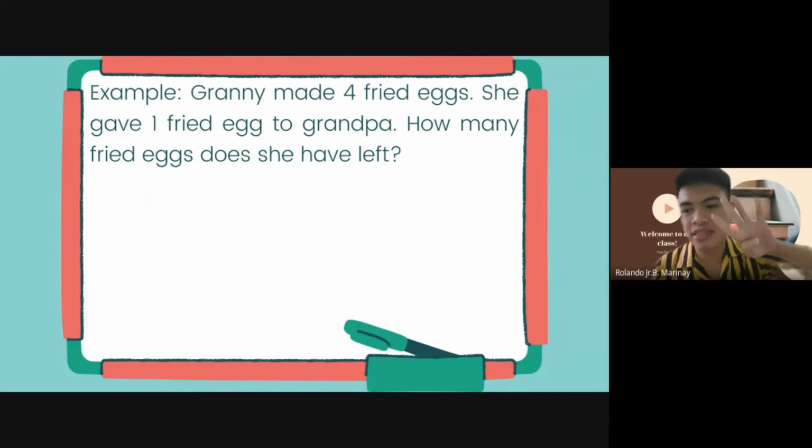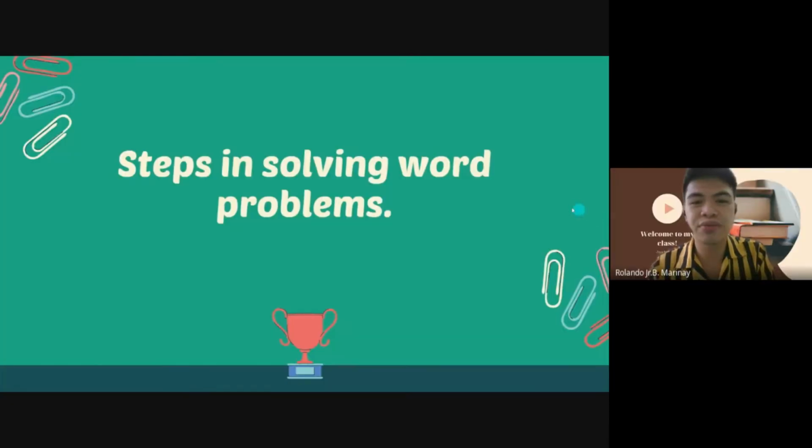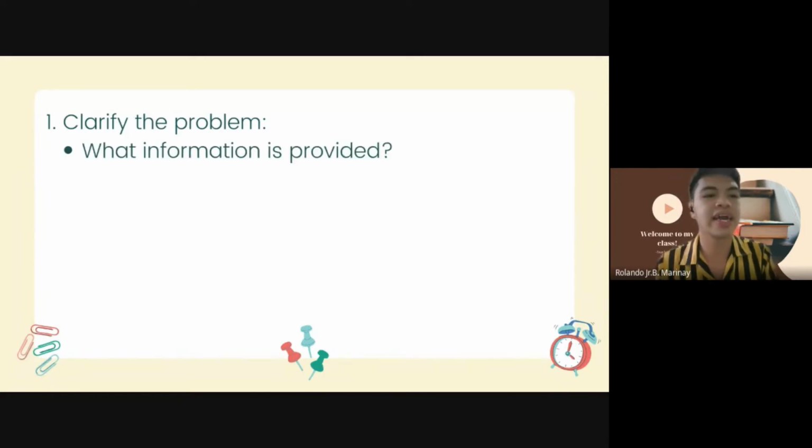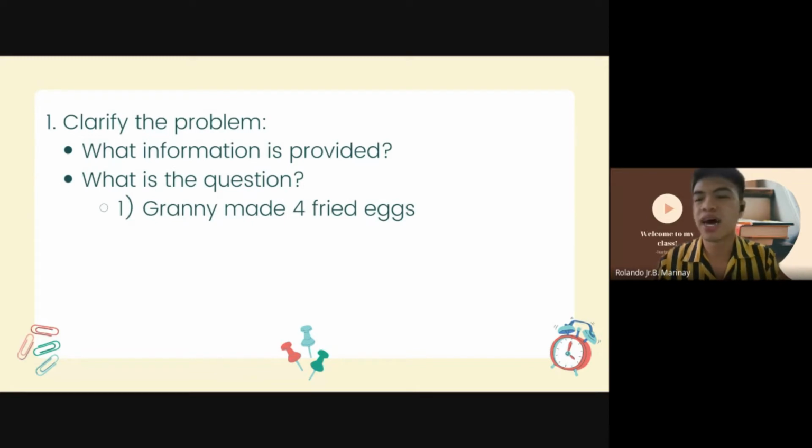At first, she has 4 fried eggs, and then she gave 1 of them to grandpa. Now, how many fried eggs does she have left? 3. Okay, so very good. So what are we going to do? Here are the steps in solving word problems. The first thing that we have to do is to clarify the problem. So we have to find out what information is provided, okay? And what is the question?